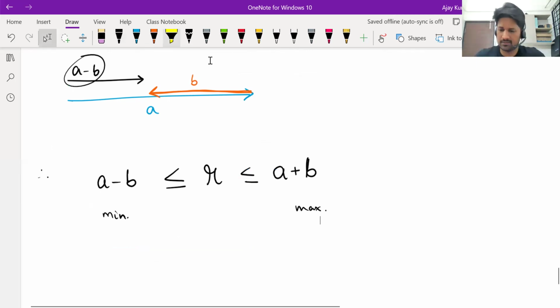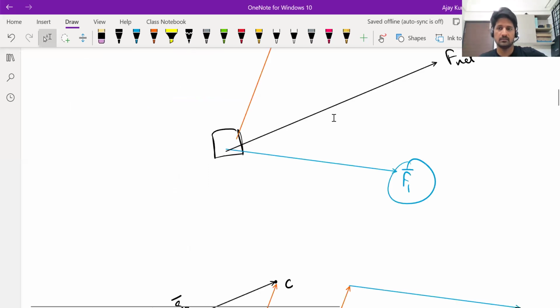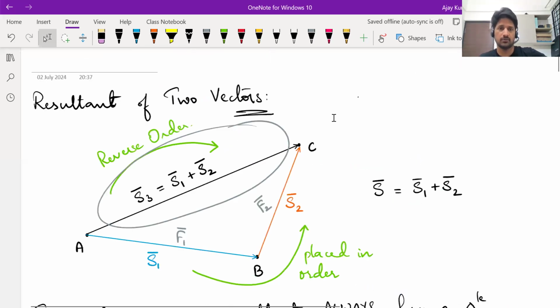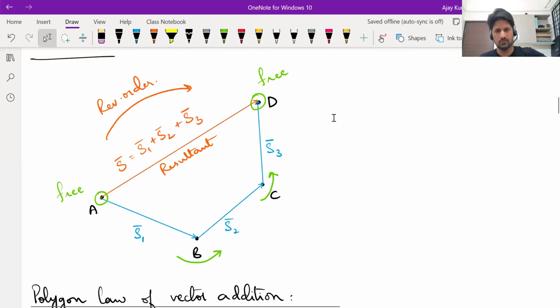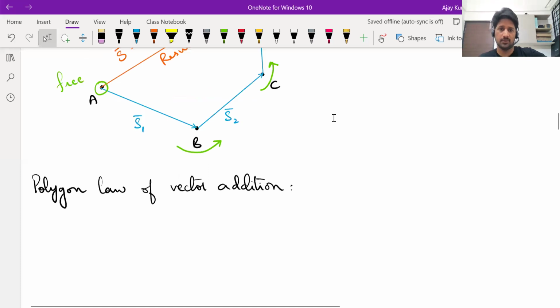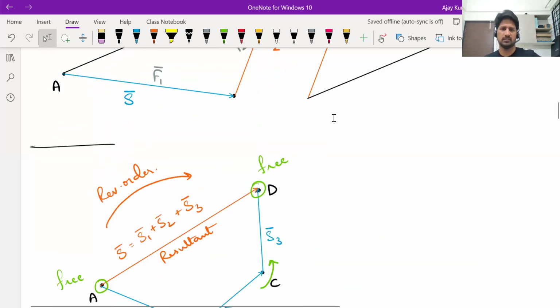Okay, we'll stop here for today. So what we have discussed is how to first draw the resultant of two vectors. You can use triangle law, you can use parallelogram law also. And if there are multiple vectors, you can use the polygon law. Just put all the vectors in order, one after another. Then when you put them in order, you will see that one tail and one head will be free. Connect them, that will be the combined effect of all those vectors. That's how you visualize the resultant, okay?